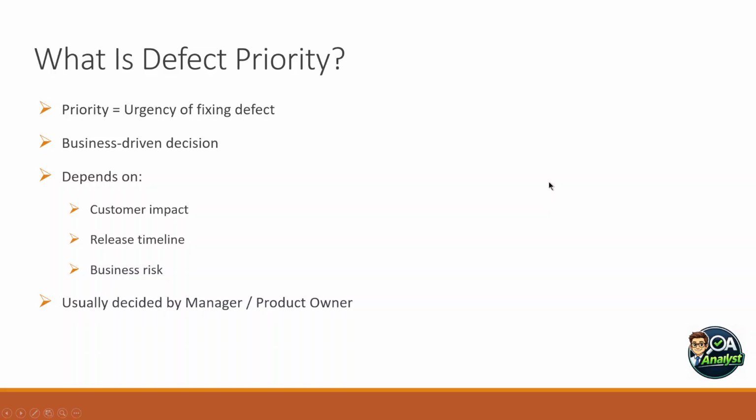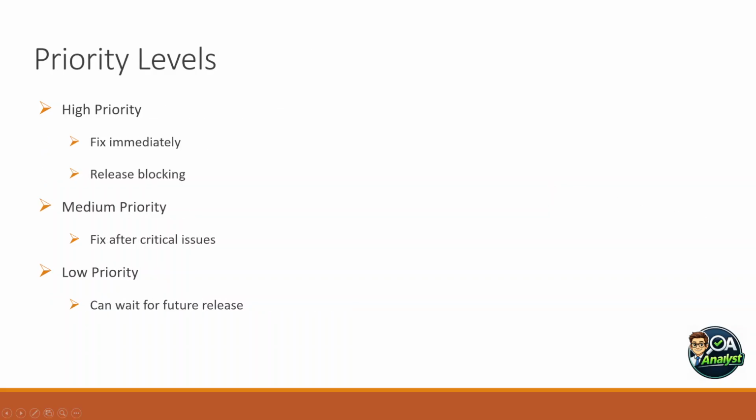So let us now understand the priority levels. Again, we have three priority levels: high priority, medium priority, and low priority. High priority defects must be fixed immediately, and they can block a release. For example, login not working in production, or payment failure during a sale. So this comes under high priority.